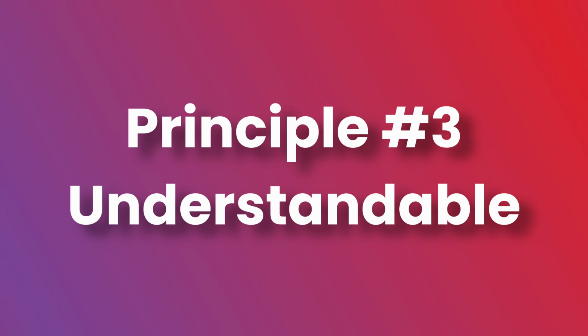Now, if users can operate the interface, the next question is, does it behave in a way they can understand? The understandable principle is all about providing consistency, helping them avoid errors, and simplifying content on the page. Let's begin with the first success criteria.